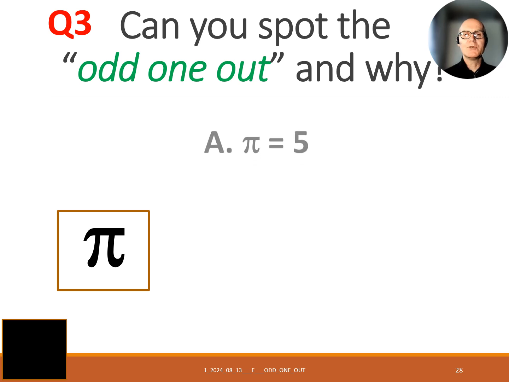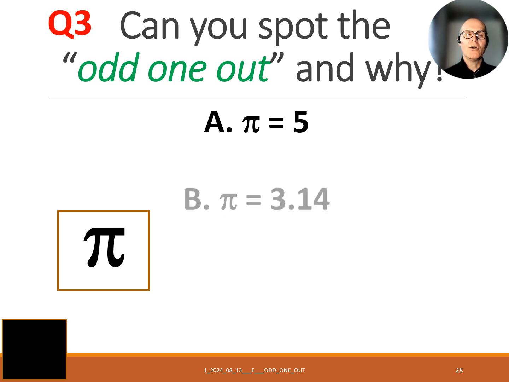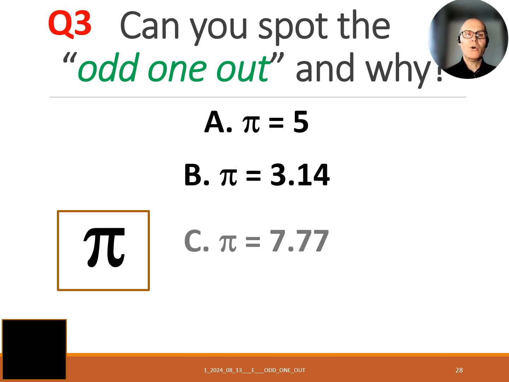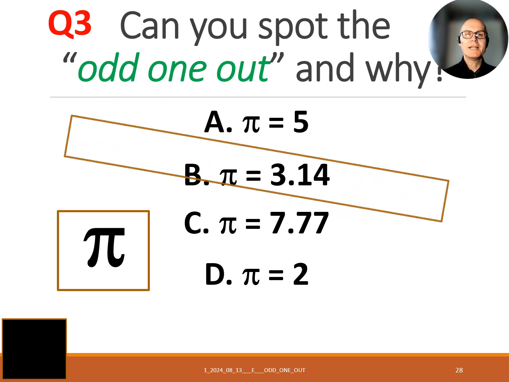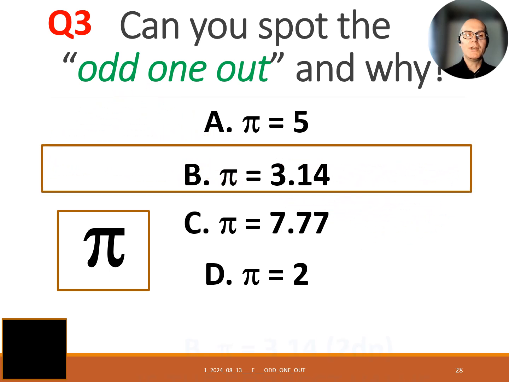Question 3 was a question about the value for pi. Does pi equal 5 or 3.14 or 7.77 or 2? What is the value for pi? So the value for pi to 2 decimal places is 3.14.